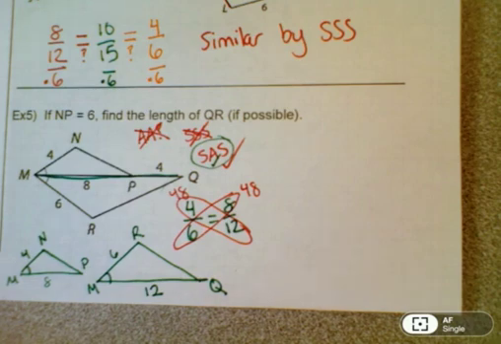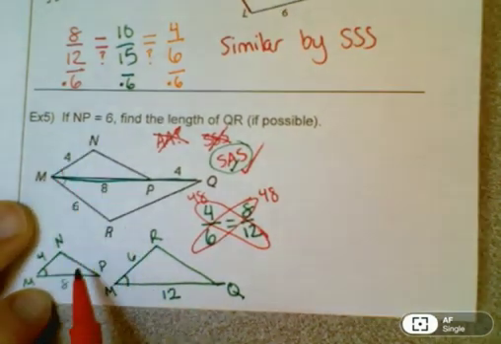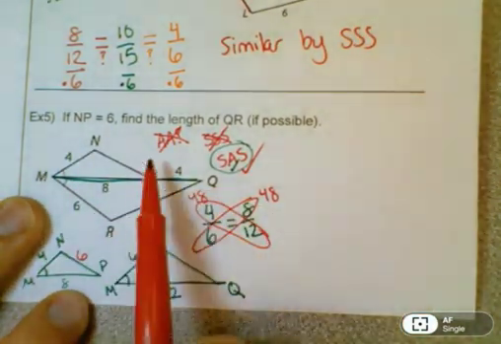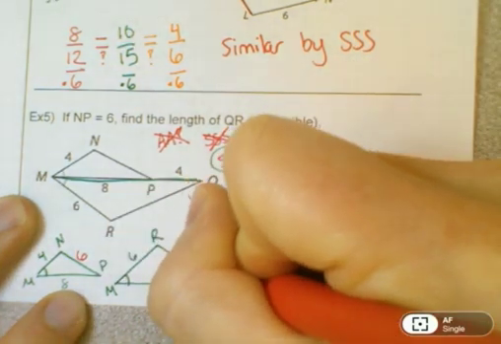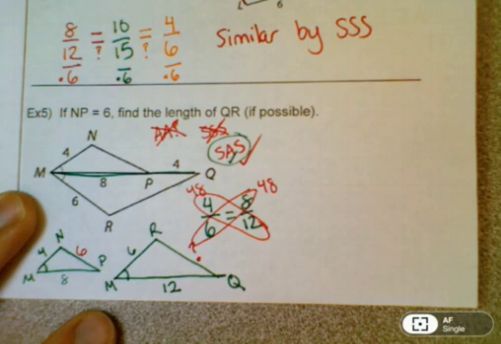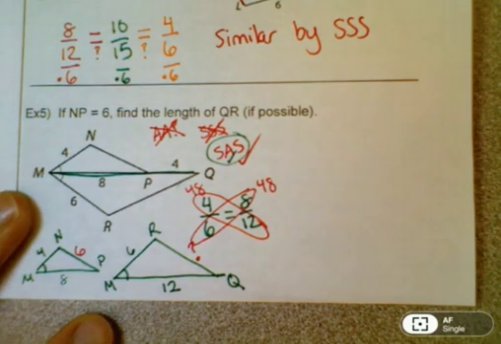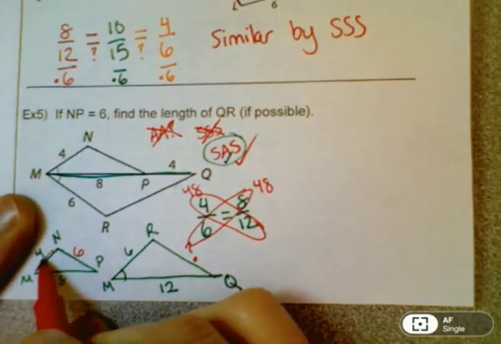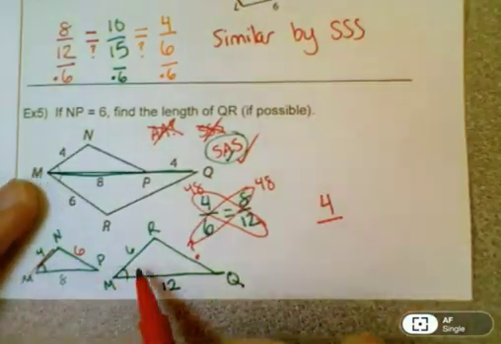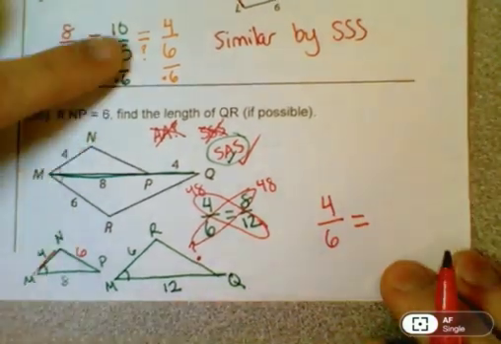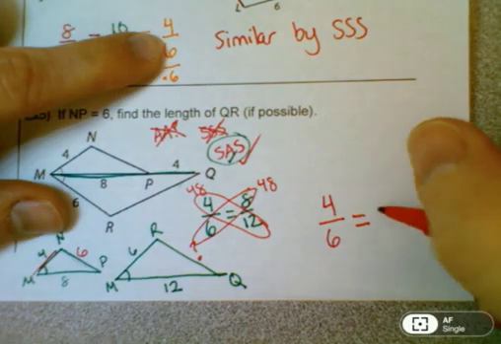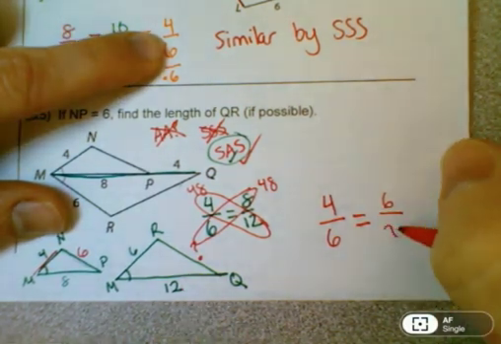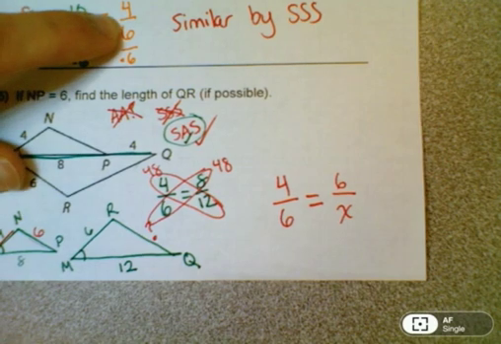And so to finish this problem up, it says if NP is 6, find the length of QR. So we're going to set up a proportion to do that. And we have some choices because we actually have more information than we really need. So I'm just going to pick one side. I'll do this side. MN is 4. Small to big, 4 corresponds with 6. And that has to be equal to small to big, the one that I'm looking for. I'll use an X there. So please go ahead and solve this proportion, find out that missing length.